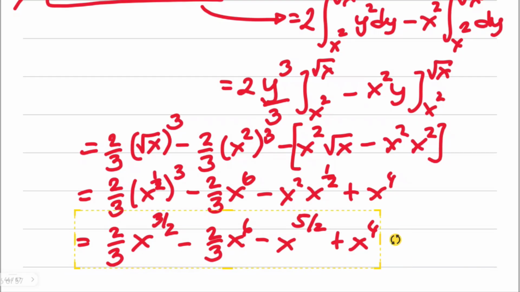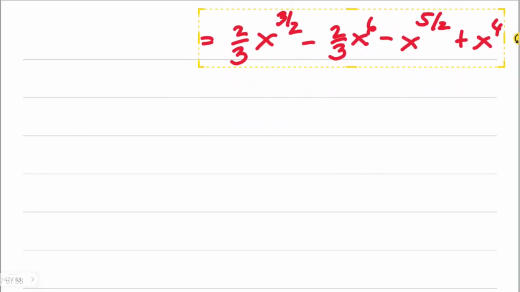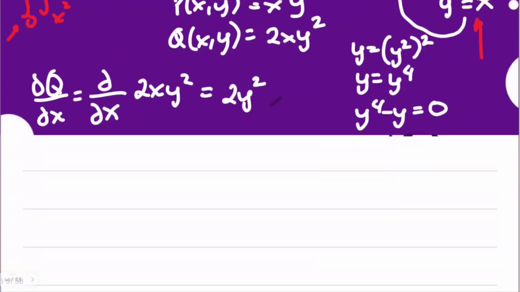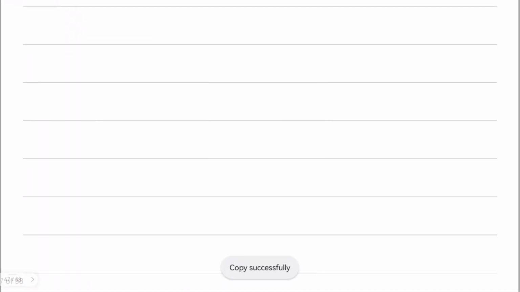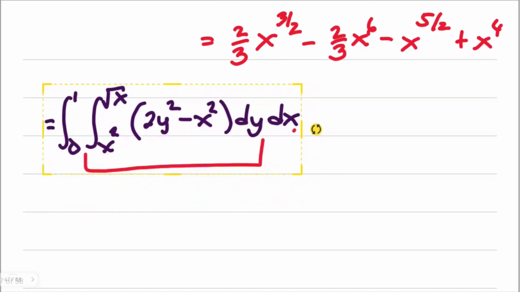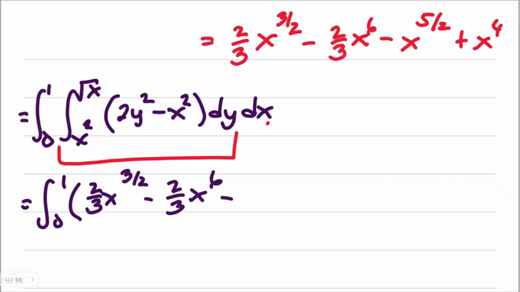So allow me to copy this now and add another page because I don't have any more usable page. And of course, allow me to also copy this double integral here, because the red text is just the result of the inner integral. Okay, so when we apply that here, from 0 to 1 of your expression, 2/3 x to the power of 3/2 minus 2/3 x to the power of 6 minus, sorry, x to the power of 5/2 plus x to the power of 4 dx.